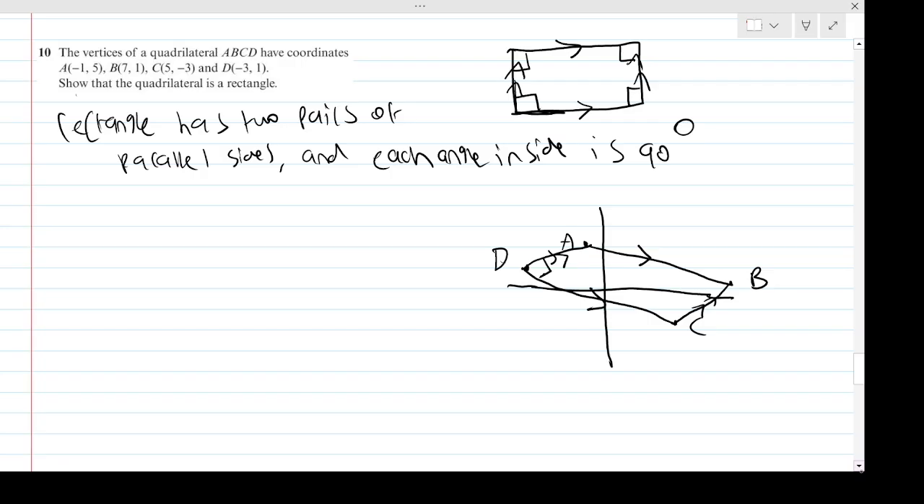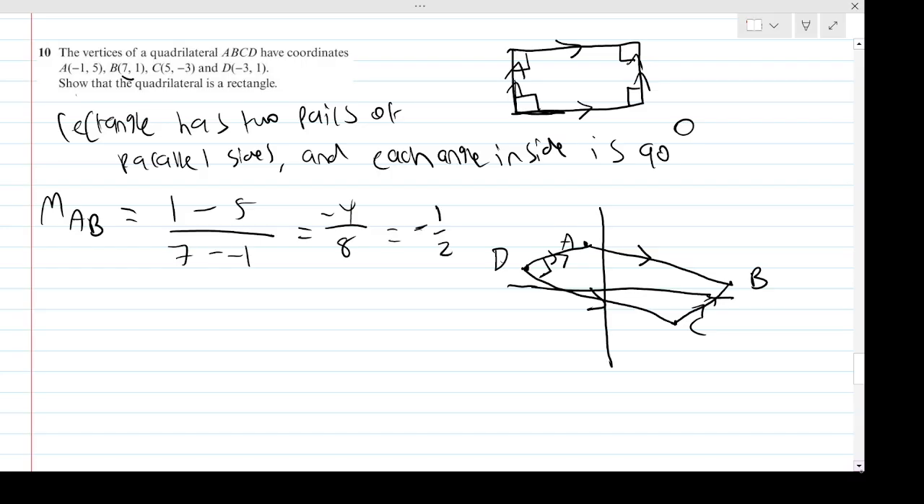That's probably the easiest. So firstly, let's consider the gradient of AB. So the gradient between points A and B, well, that's again a change in y over change in x between B and A. Let's take B first. So the y is 1, take away the y at A, which is 5. Then change in x. So let's do 7 here, take away minus 1. Well, that will simplify to 1 minus 5 is minus 4, and then 7 plus 1, a double negative, is 8. That will simplify down to minus a half.